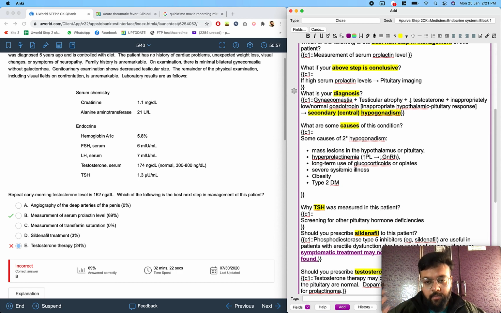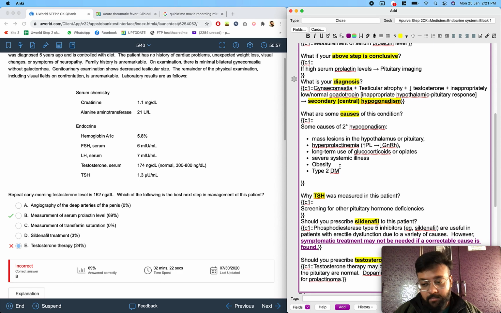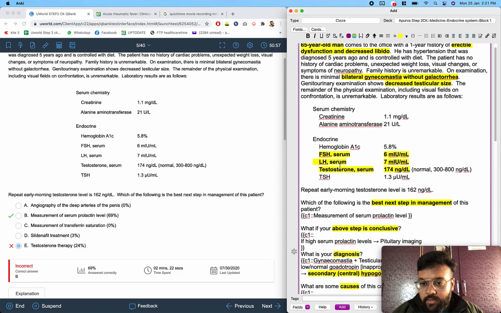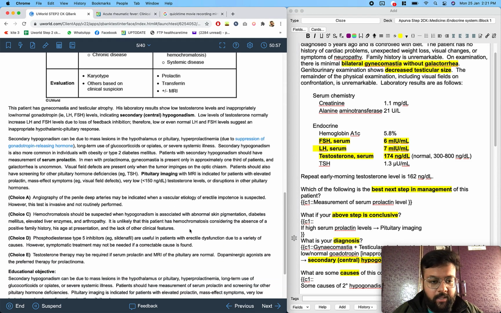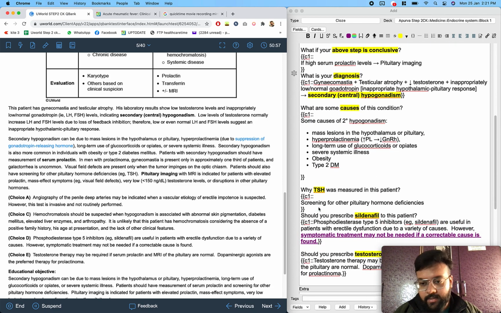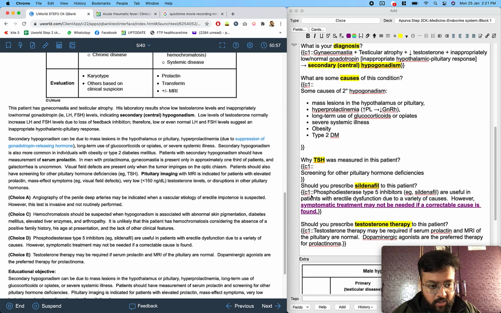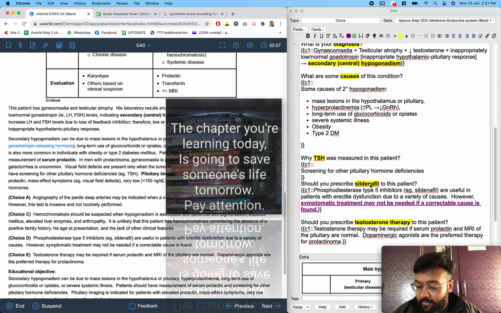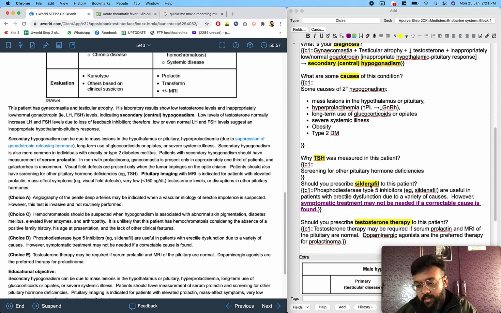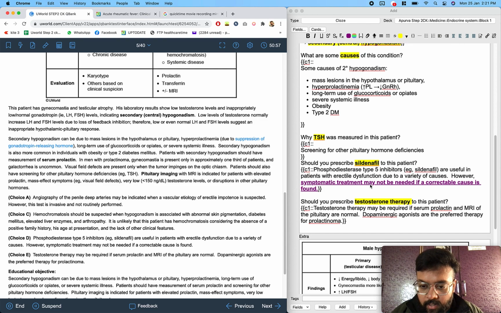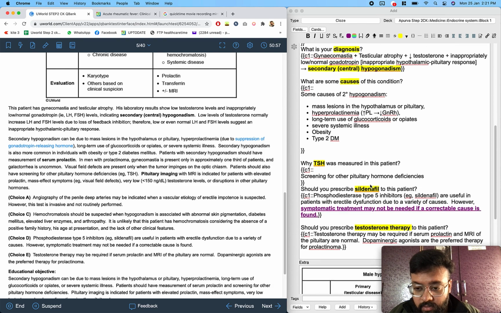So you can have hyperprolactinemia or some mass effects, or maybe the patient is already on long-term glucocorticoids, opioids and so on. Now this question has also given the value of TSH, and UWorld nicely explains why we need to measure other pituitary hormones also. So you can add this subtype of question as well: why was TSH measured in this patient, whether or not you should prescribe sildenafil directly to this patient, or wait for prolactin levels or pituitary imaging and then prescribe, or maybe augment with sildenafil therapy, or should you directly prescribe testosterone therapy.